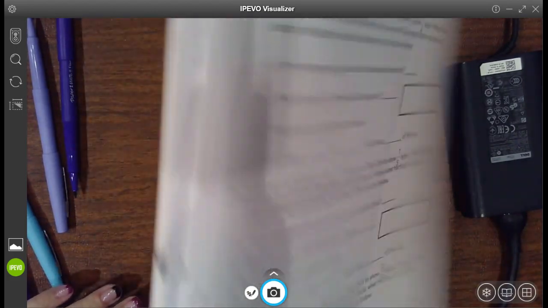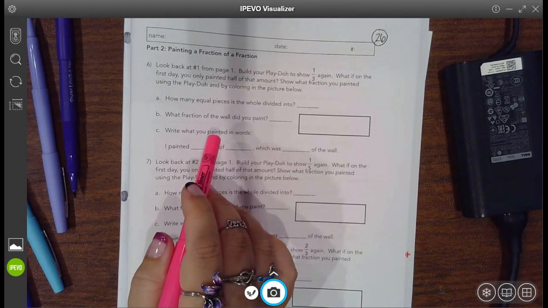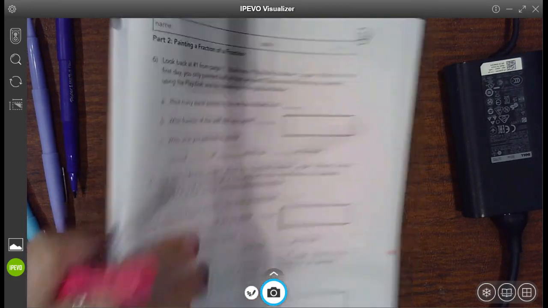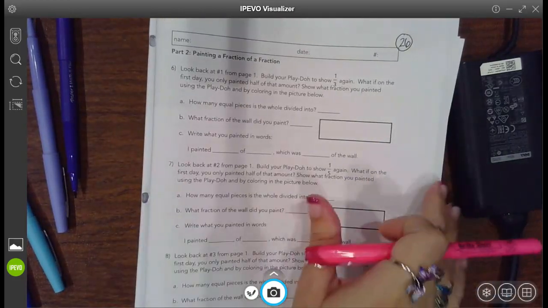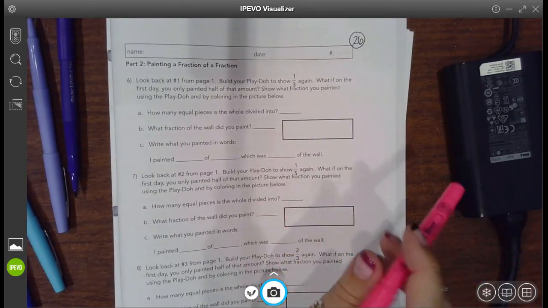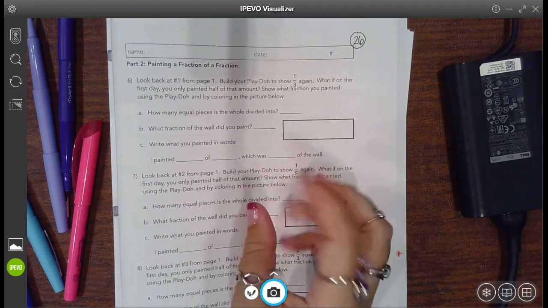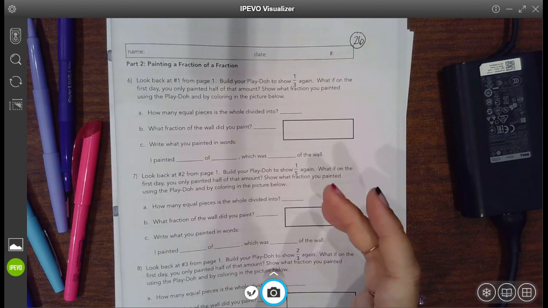Let's get a little bit trickier. If we look at this problem right here, it says look back at number 1 from page 1. So that was this one. You had 1/3, right? And they're saying build your Play-Doh. And you're like, what does that mean? Well, if we had Play-Doh, before you felt comfortable actually drawing it, maybe you'd want to manipulate Play-Doh and then cut it into pieces, but we skipped a step because you're smarter than that.